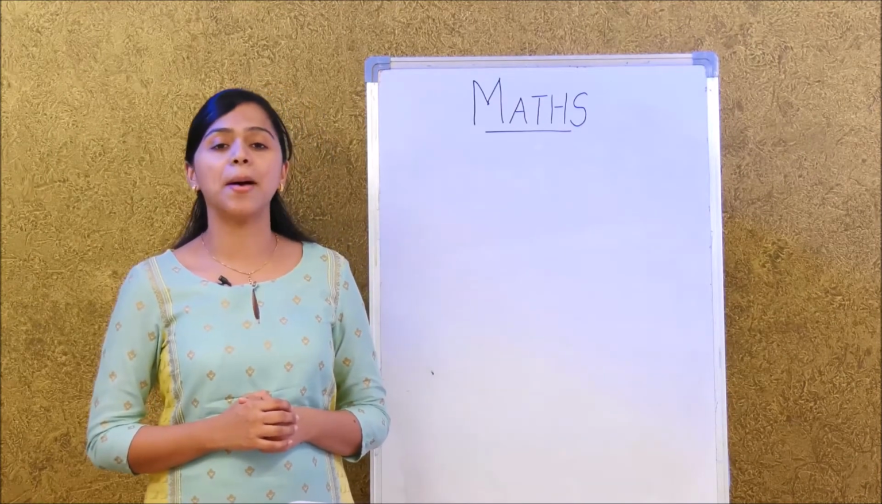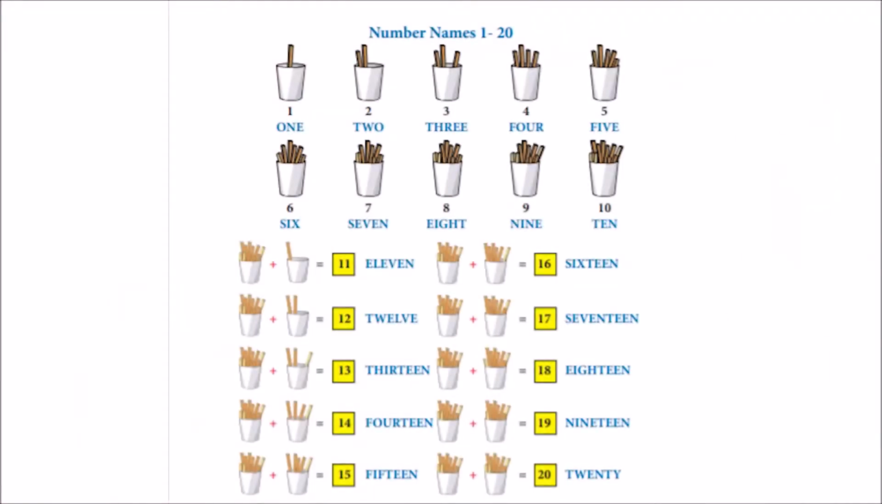Now let's look at number names. Do you remember the number names? Let's see. Let's start with 1. O-N-E is 1 and 2, T-W-O. T-H-R-E-E is 3. F-O-U-R is 4. F-I-V-E is 5 and 6, S-I-X, S-E-V-E-N is 7. E-I-G-H-T is 8. N-I-N-E is 9 and T-E-N is 10.